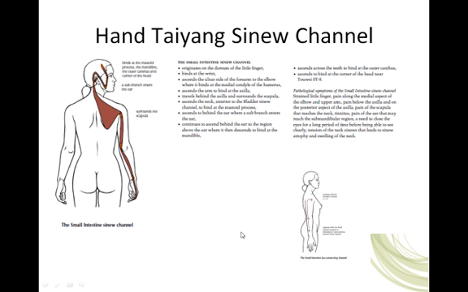Our sinew channel, the hand Taiyang small intestine meridian, begins on the dorsum, the posterior surface, of the little finger, binds at the wrist, moves up the ulnar side of the forearm to the elbow, moves up the arm to bind at the axilla, travels behind the axilla and surrounds the scapula, moves up the neck just in front of the bladder channel sinew.